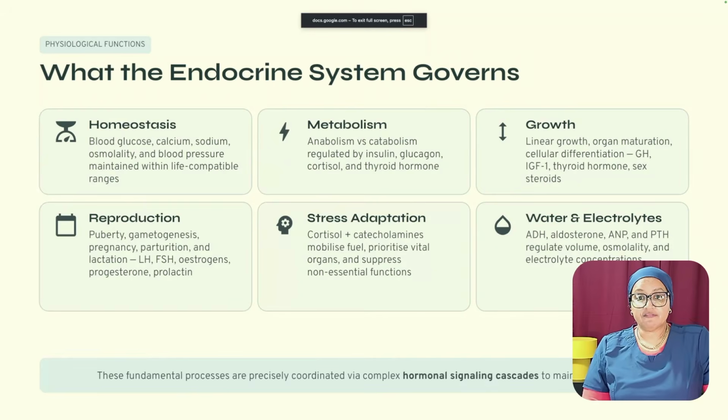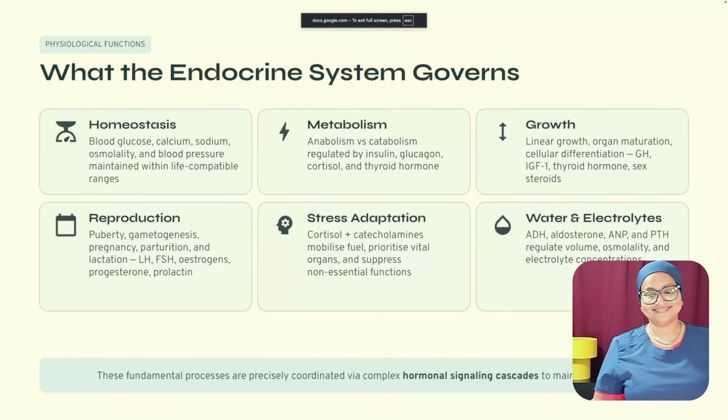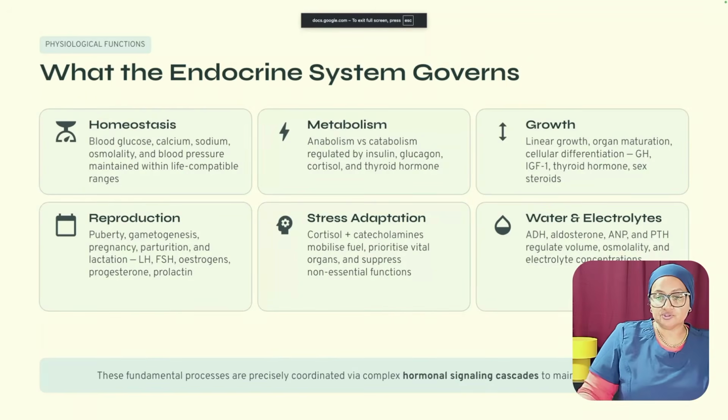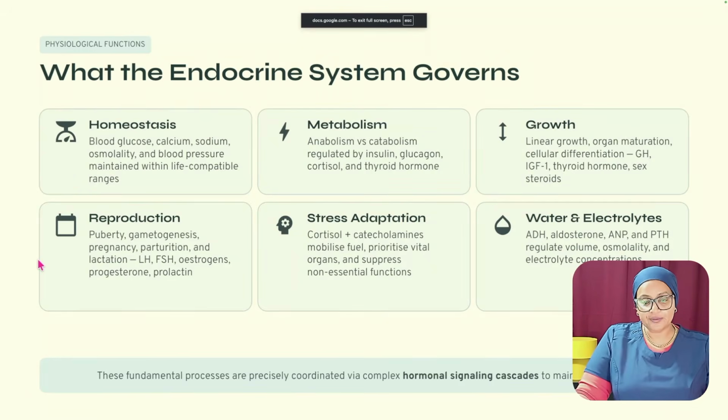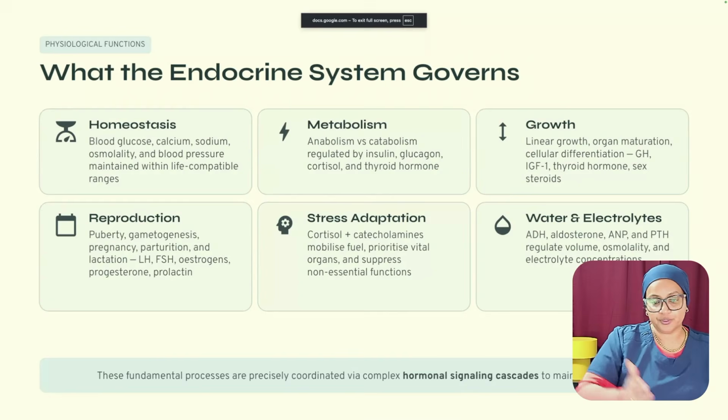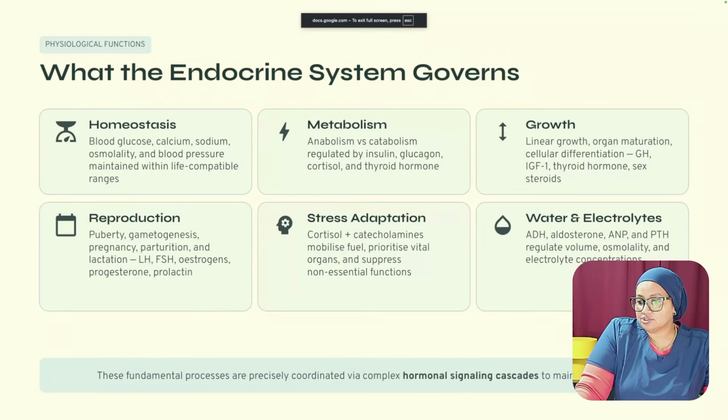Okay. Then growth and development. You grow because of the effects of hormones, and you develop into a different, more established and more developed organism because of hormones. You transition from childhood to puberty to adulthood through the effects of these hormones. The other part is that the endocrine system governs reproduction, and this is one of the essential biological processes for any organism.